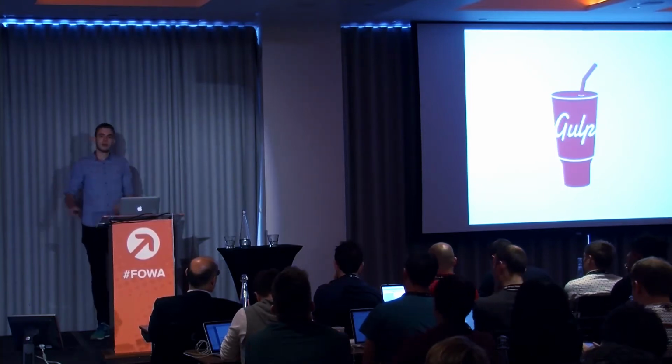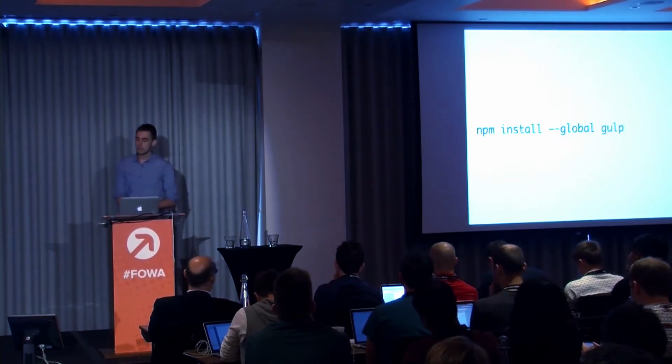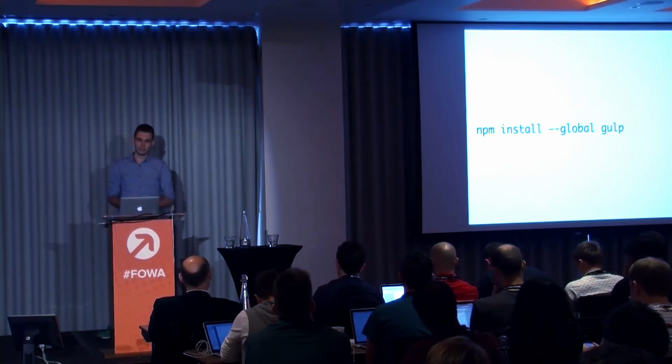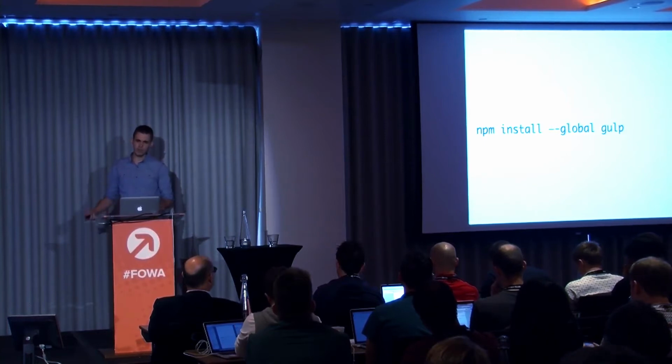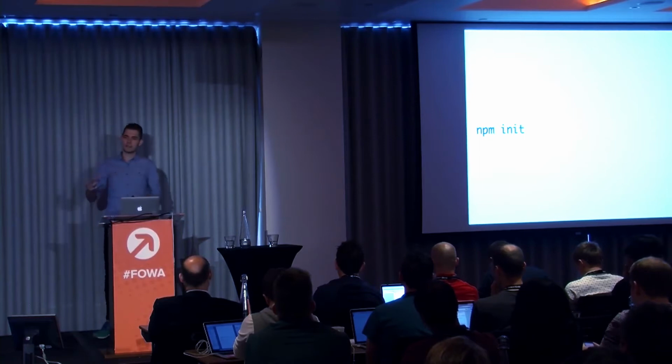Gulp is a command line build tool. You run it on the command line, and the first thing to do, obviously, is to install it. Using the Node package manager, you install it globally with the --global flag, and that will give you the Gulp command line executable. You then go into your new project and run npm init, which is going to generate this package.json for you. This contains information about your project, like the name and the version, but more importantly, the dependencies of your project. I'll come back to those in a second.